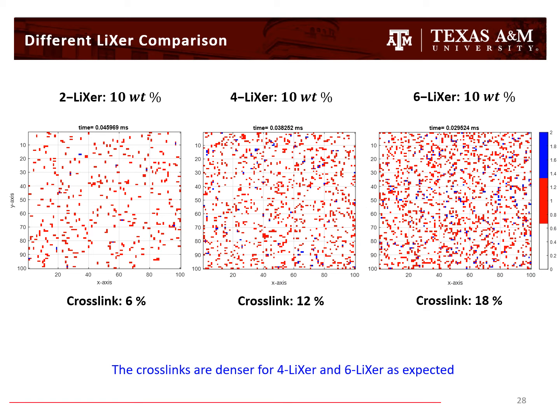Here is a comparison of using these different linkers. So 2 linkers, 4 linkers, 6 linkers. We have the same amount of these cross-linkers, but each of them has very different moieties. And you can see 6 linkers and 4 linkers are much more cross-linked, much denser in their cross-linking as compared to 2 linkers, which is expected and makes sense.